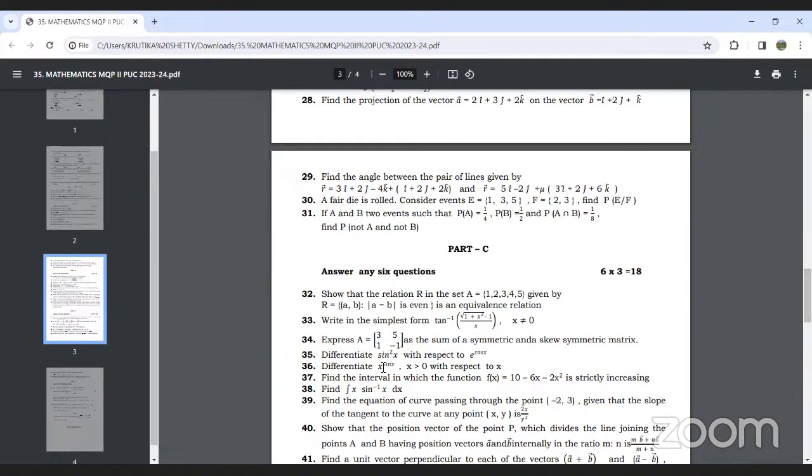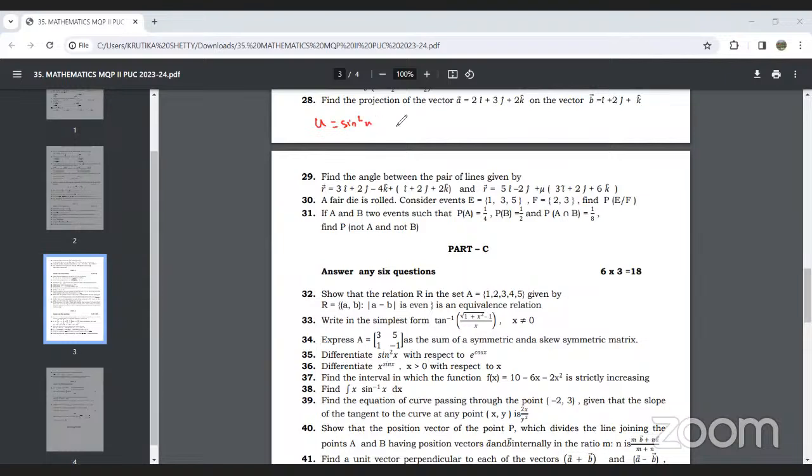Next, differentiate sine square x with respect to e raised to cos x. We need to differentiate sine square x with respect to e raised to cos x. So here we can consider one function as u and another function as v. So it is differentiating one function with respect to another function. What we can do here is, first we will differentiate the u function.